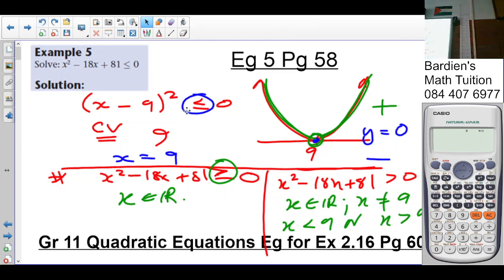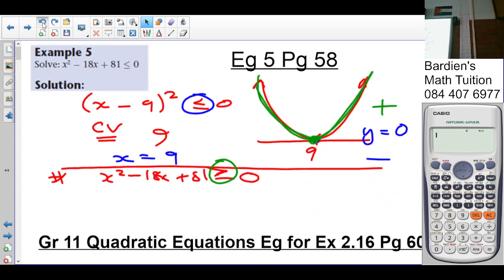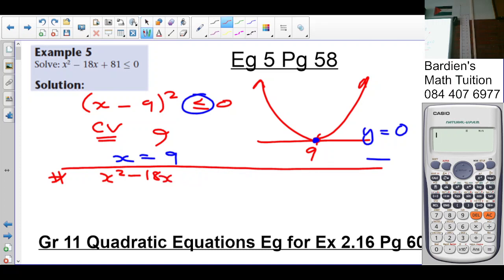What if they said x squared minus 18x plus 81 is less than 0? Let's go to the other side. Same story, not so? Is there any part of the graph less than 0? No. But what happens here? It is equal to 0 here. Did I have equal here? No. So what's the answer? No solution.